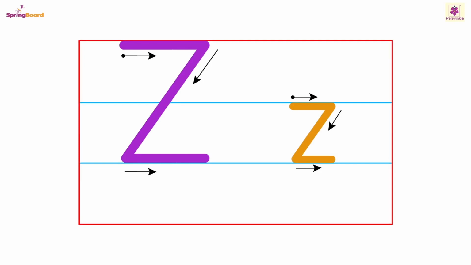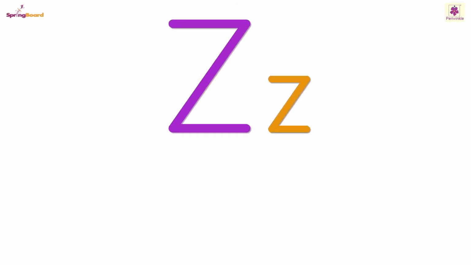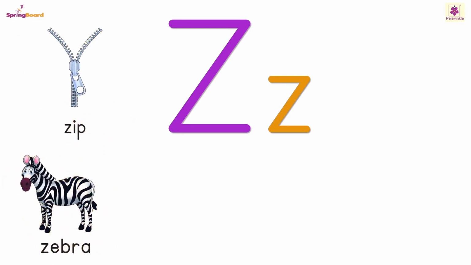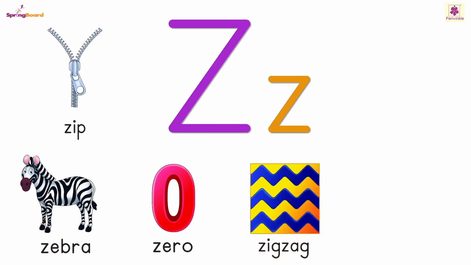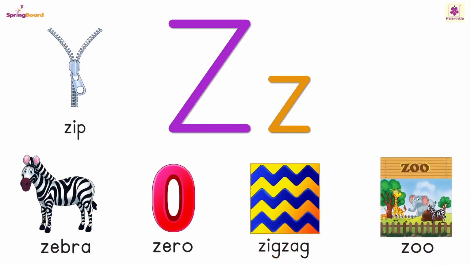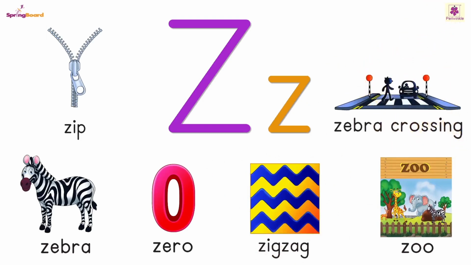This is letter Z. The sound of letter Z is Z. Let us name a few things that begin with the sound of Z. Zip. Zebra. Zero. Zigzag. Zoo. Zebra crossing.